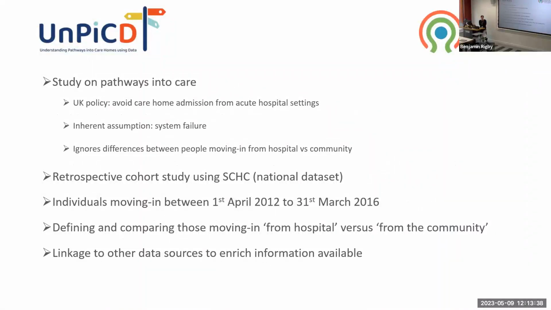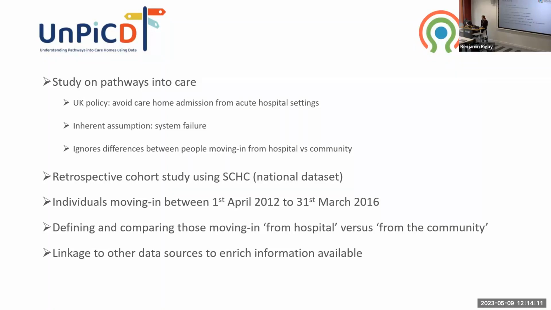So our study on different pathways into care homes was basically motivated by a UK policy to avoid care home admissions from acute hospital settings. So the assumption here is that if people are being admitted from a hospital setting to a care home, then this characterizes system failure. But it also ignores the differences and the different needs between people moving in from hospital versus the community.